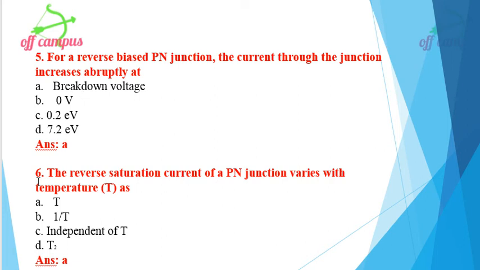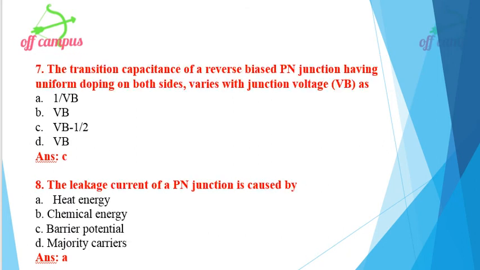Okay, next, the sixth one. The reverse saturation current of a PN junction varies with temperature T as what? The reverse saturation current increases when the temperature increases. It is directly proportional to the temperature T. So option A, T, is the right option.